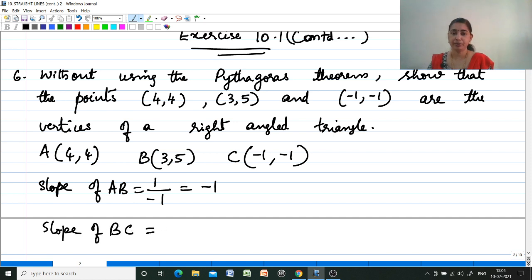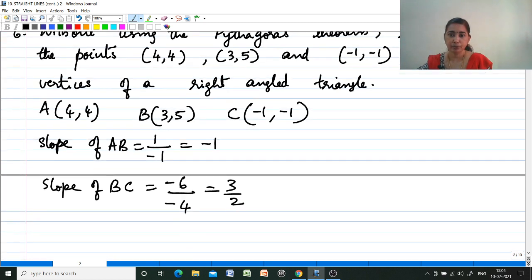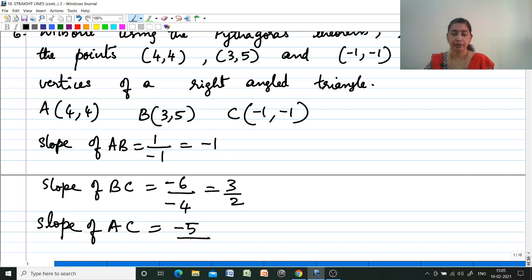Now we can find the slope of BC. Difference in y coordinate, that is -1 minus 5, which is -6, divided by -1 minus 3, that is -4, which is equal to 3 by 2. That is the slope of BC. Now find the slope of AC. Slope of AC is y2 minus y1, that is -1 minus 4, which is -5, divided by -1 minus 4, again -5, and that is equal to 1.